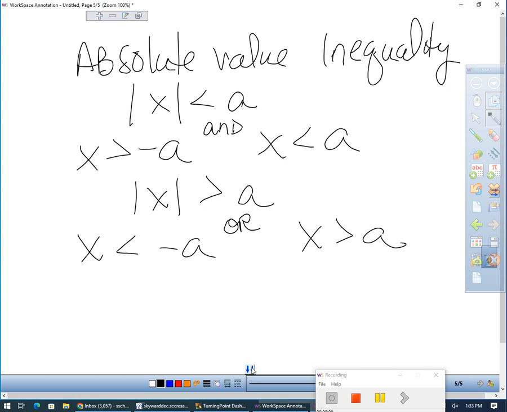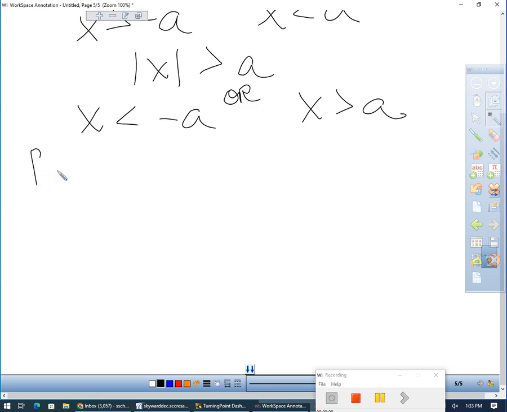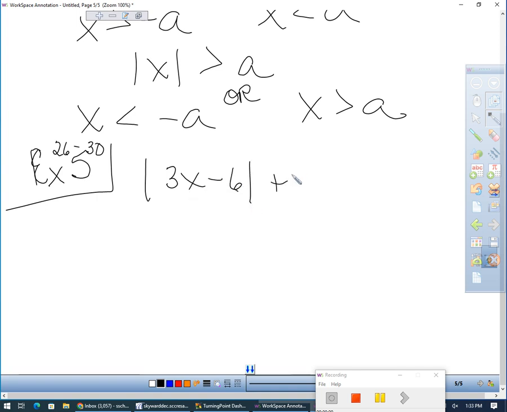All right. So we're on example what? 5? Example 5. All right. So start off with, let's do 26 through 30. Then we might stop there. All right. So let's do an example through there. Let's say I have the absolute value of 3x minus 6 plus 3 is less than 15.